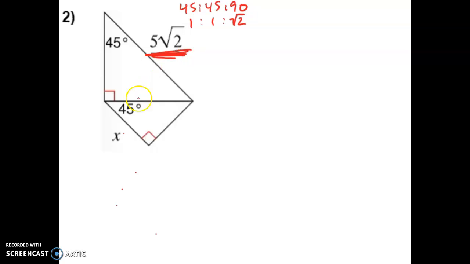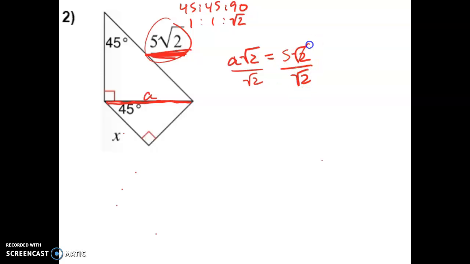So what I want to do is try to find the measure of this thing so that I can connect that top triangle to the bottom, because ultimately I want to solve for x. So I know that if I take one of the sides, in other words a, and I multiply it by root 2, that gives me the hypotenuse. So this 5 root 2. Okay, so I got to solve for a, divide by root 2, divide by root 2. That's nice. That just drops off and cancels. So I know that a, my side, is 5 right now.